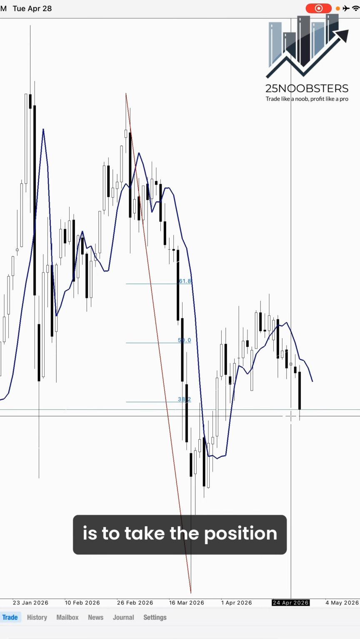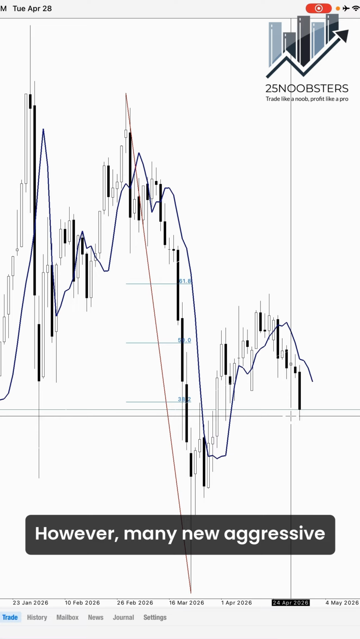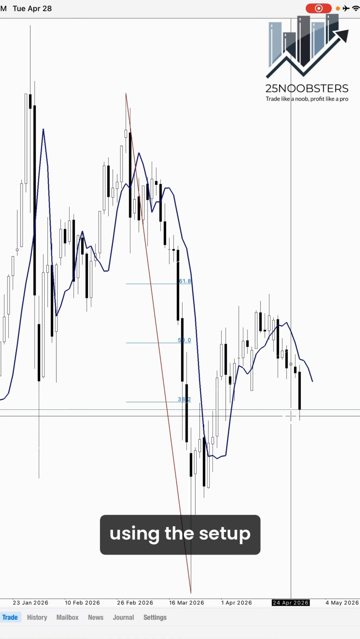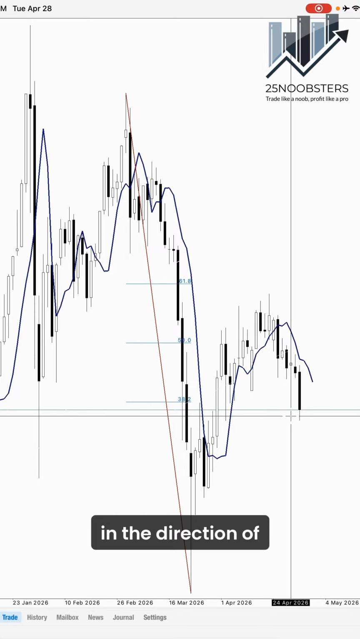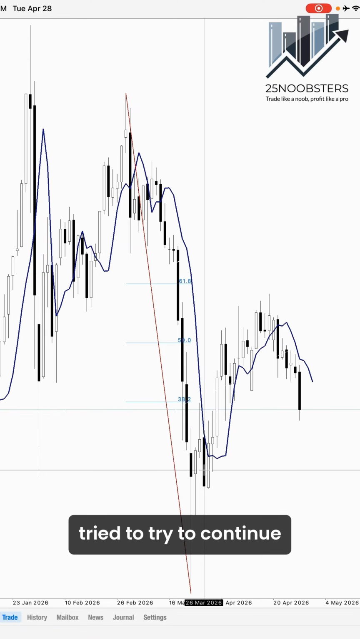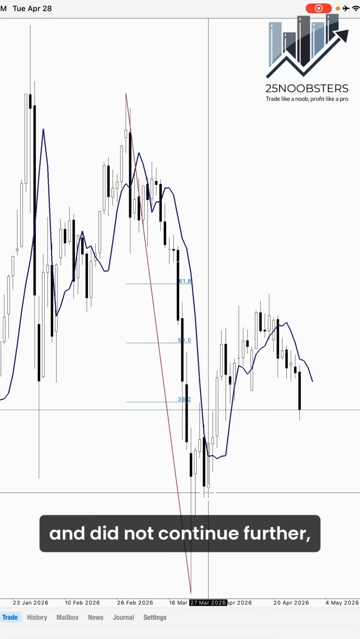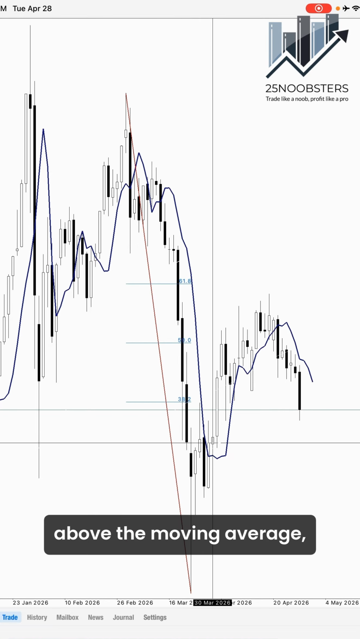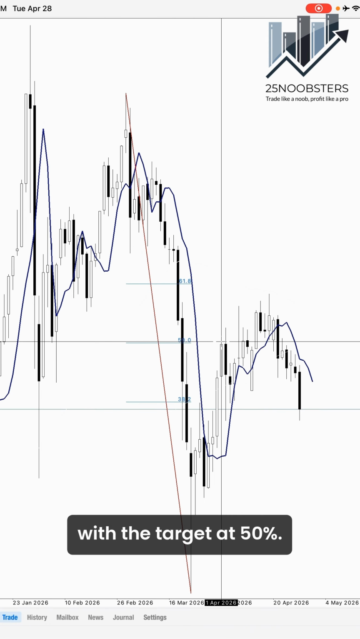So the original idea is to take the position in the direction of the previous trend. However, many new aggressive traders have started using the setup to trade even against the previous trend, or you can say in the direction of the retracement. For example, it fell down, it retraced to the upside, again tried to continue to the downside and did not continue further, and when it closed back above the moving average, this gives the opportunity to buy and hold the buy position with the target at 50%.